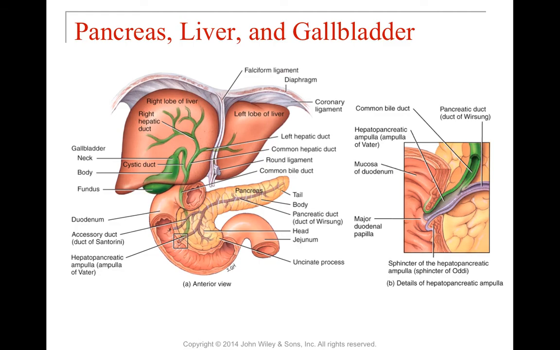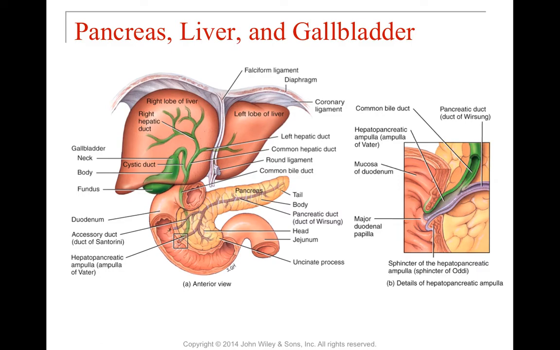Okay, so this is an overview of what I just talked about. This here is the liver. The liver is connected by the falciform ligament. The liver is going to create the bile, which then gets secreted out by the hepatic ducts through the cystic duct into the gallbladder. The gallbladder is a storage organ. The gallbladder does not create bile, it simply stores it.